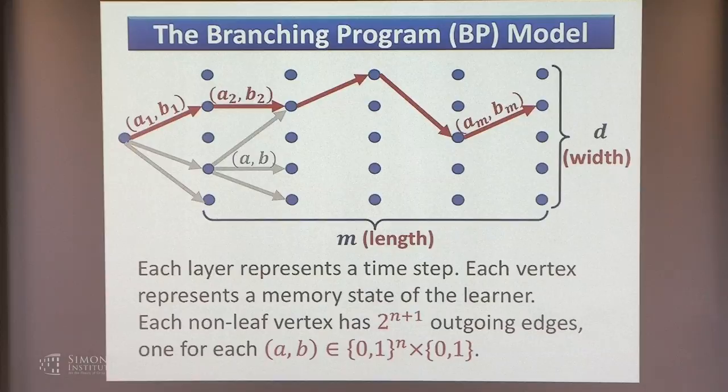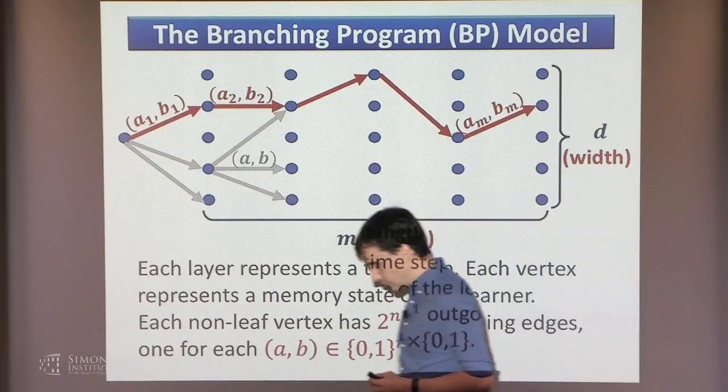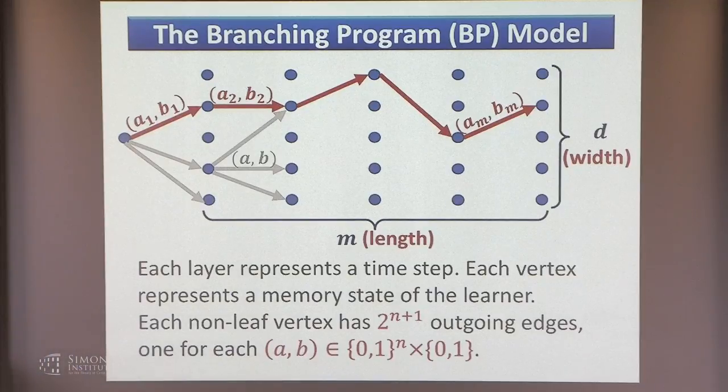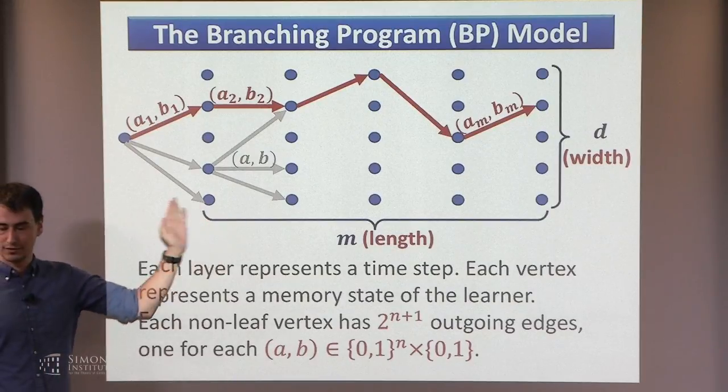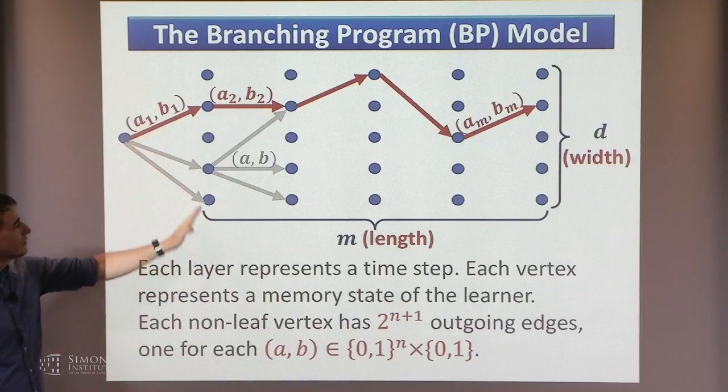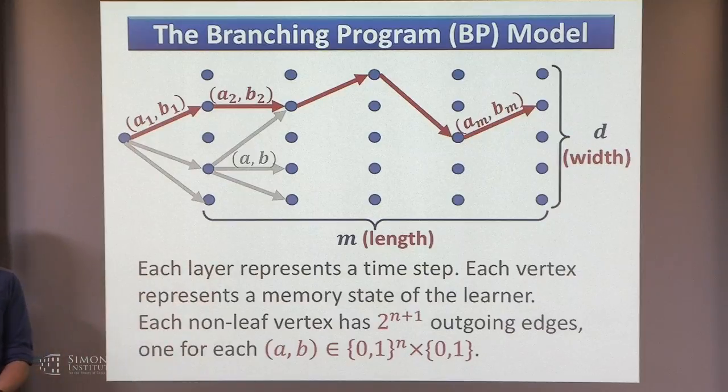Okay, so now we want to formally define the model and go to the proof to see how the proof goes. So we are going to model this bounded memory learner as a branching program. This is the non-uniform way of capturing bounded space computation. What is a branching program? It's a layered graph. Each layer represents a time step of the learner. And in each layer, all these vertices represent all the possible memory configurations that the learner could have.